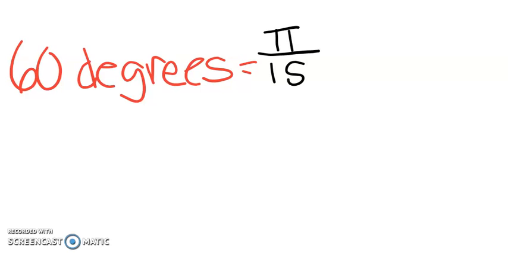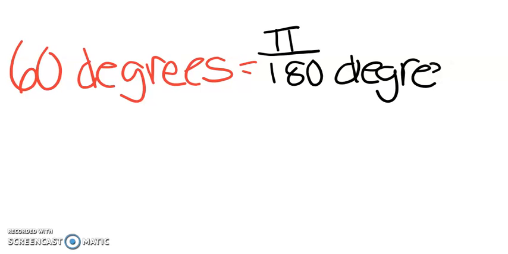So our next example will be 60 degrees. Let's just use 60 degrees. Now, how many radians is in 60 degrees? Well, to figure that out, we need to equal it to pi radians over 180 degrees.